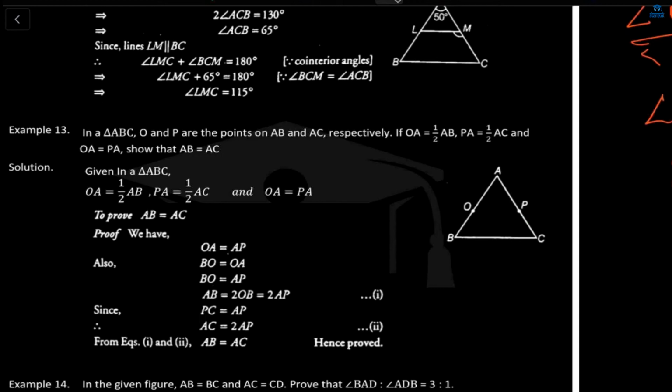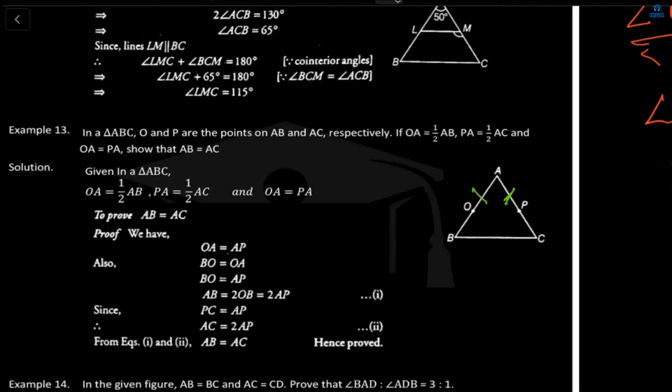It is just written that O and P are points on AB and AC in such a way that OA is equal to half of AB. If OA is half of AB, that means OA will be equal to OB also. So OA is equal to half of AB, PA is equal to half of AC, and OA is equal to PA. This is also given. Show that AB is equal to AC.